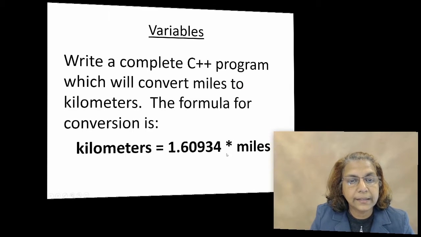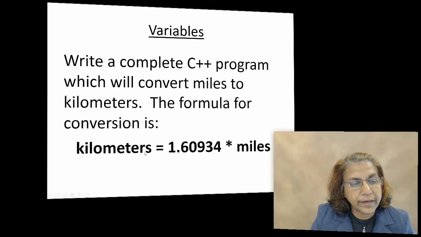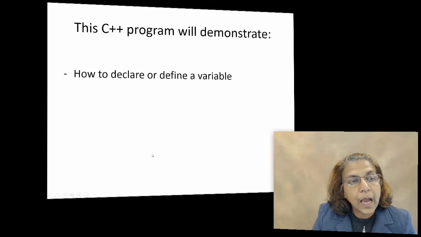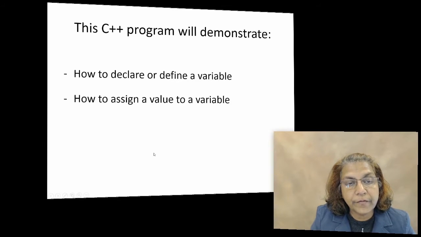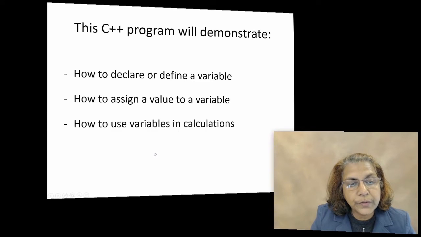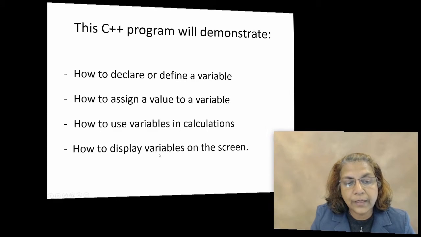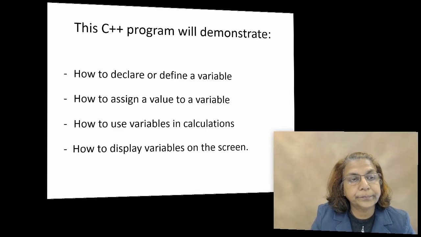1.60934 times miles. If you examine this formula, you can see we will need two variables in our program. One to hold the value of miles and the second variable to hold the value of kilometers. So this C++ program will demonstrate how to declare or define a variable, how to assign a value to a variable, how to use variables in calculations, and how to display the value of variables on the screen.